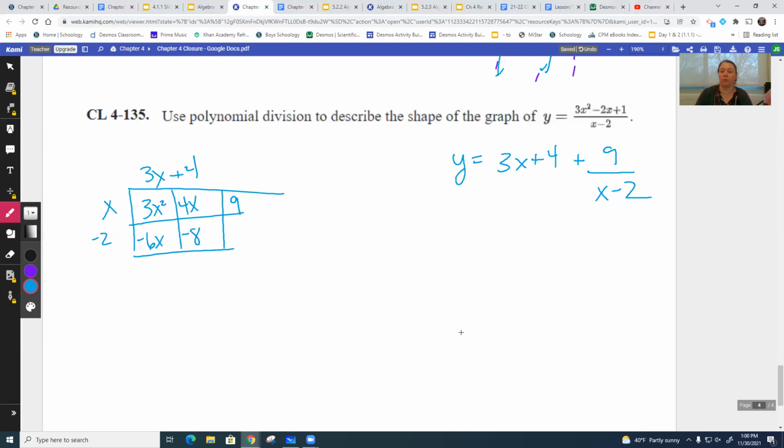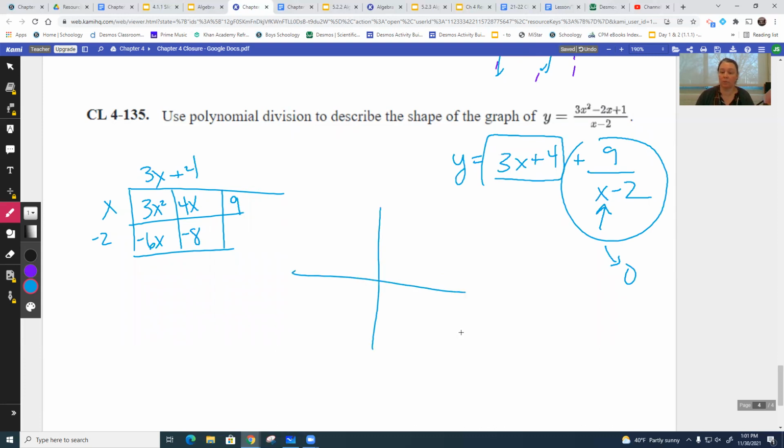All right, so we want to describe the shape of this graph. As x gets really, really big, as we put in bigger and bigger values for x, the overall value of 9 over x minus 2 is going to be 0. The limit of this is going to be 0. Remember we talked about how bigger and bigger x values describe the end behavior. So overall, the graph is going to look like the line y equals 3x plus 4.